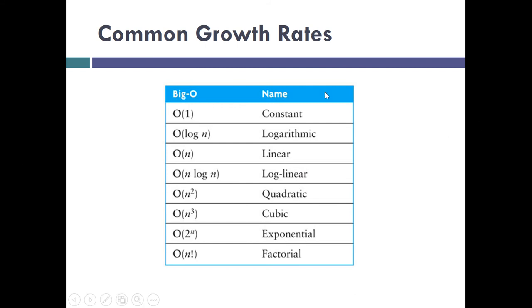What we need to know right now is constant time algorithms, linear algorithms, and quadratic algorithms. Factorial algorithms are basically where you have to calculate every single possibility. The easiest example to demonstrate this kind of algorithm, an O of n factorial algorithm, is the traveling salesperson problem.